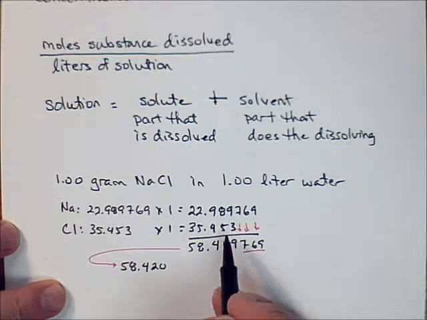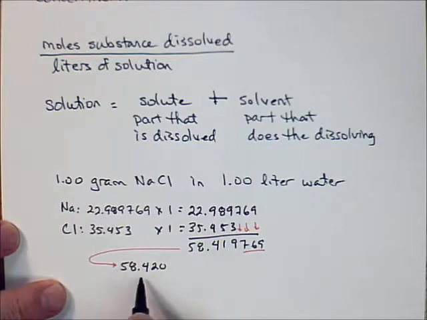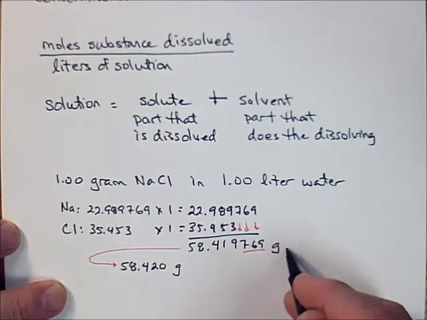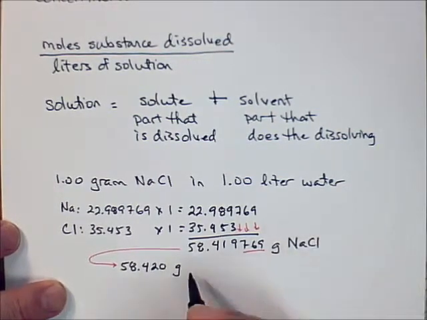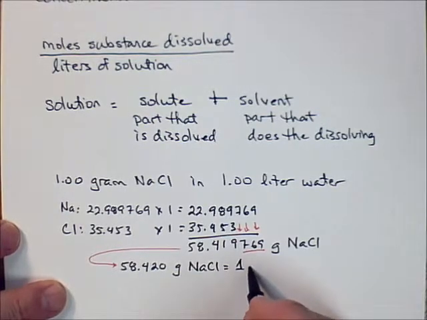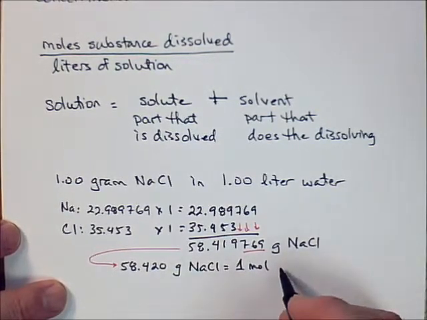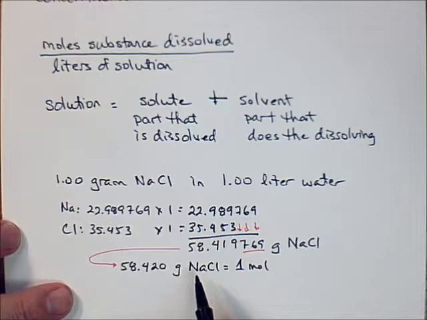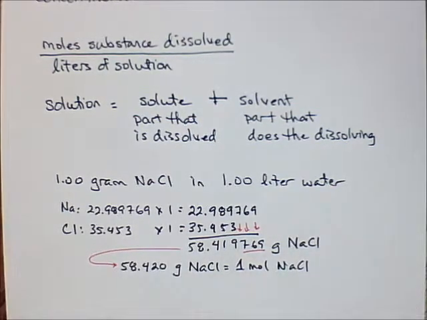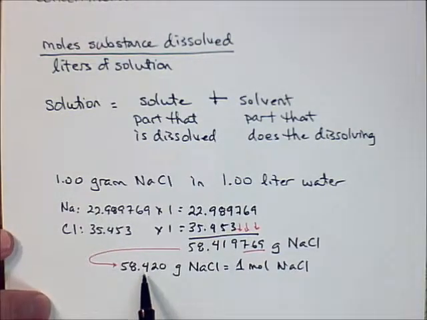I have a 0 here and a carryover of 1. That makes that a 2. So there's a 2, and that's the 0. And that's grams. Actually, this is also grams of sodium chloride, and that's equal to 1 mole. The definition of molar mass is the mass of 1 mole of a substance. And this is the way we write it in this class. We always have, when we finish calculating molar mass, an equality statement.